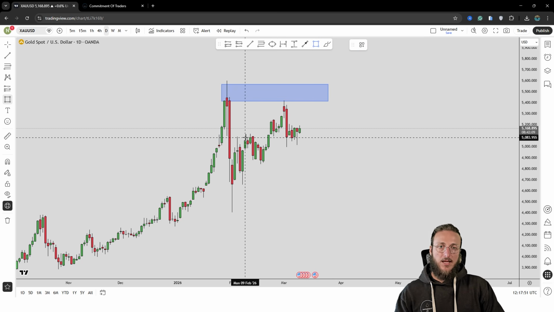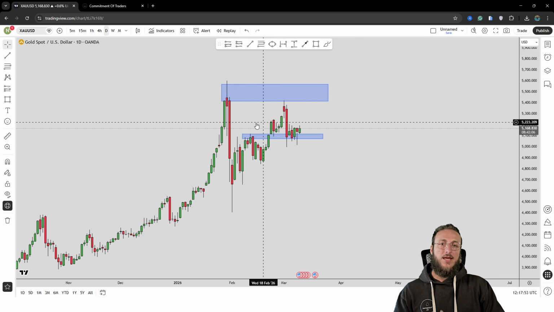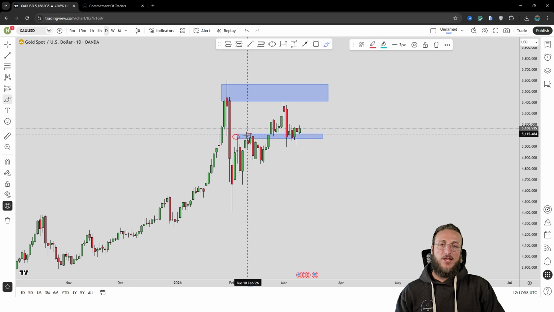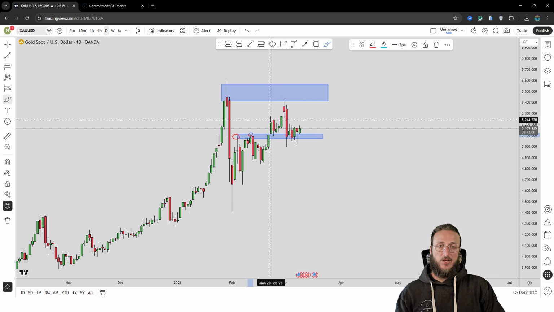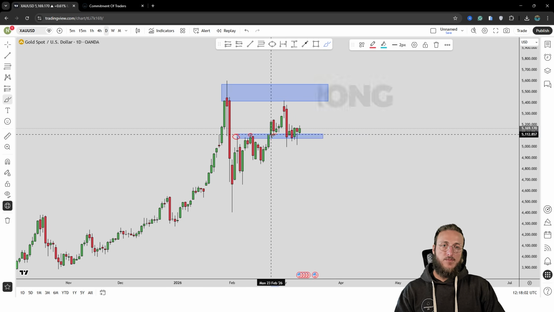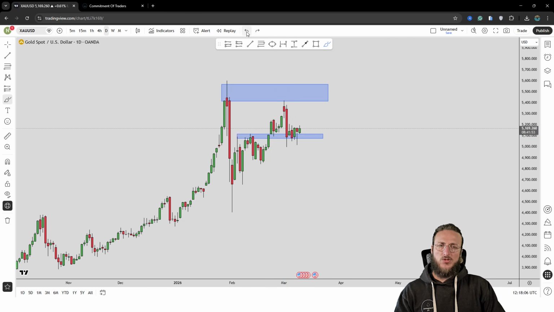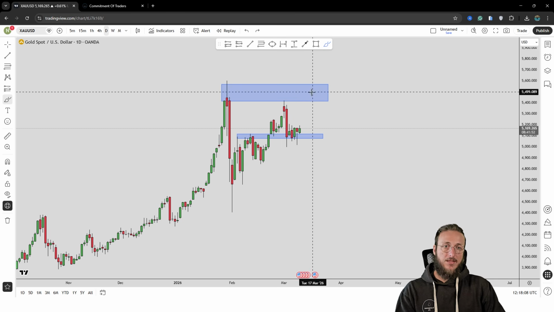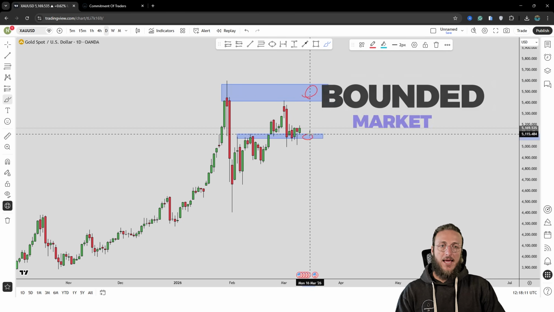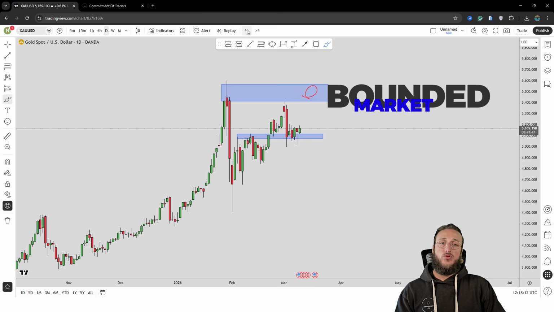And at the same time, there is this level here. This zone is very important. Why is it important? Because this area is the previous level of daily resistance, which the market then broke to the upside. And at that point, it became support. And right now, the market is still above this support. So we actually have a kind of bounded market in between this resistance and support. So there are two possible scenarios.